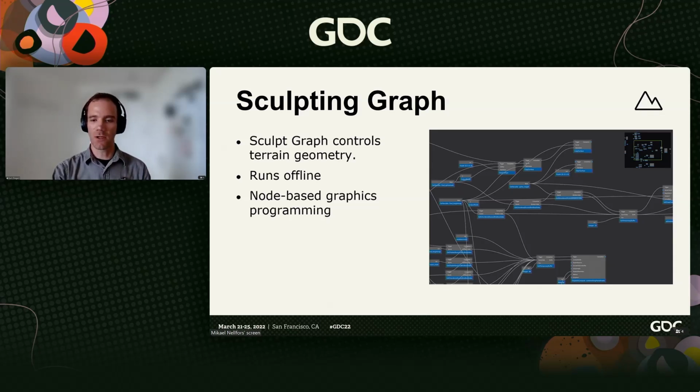So a bit about the sculpting graph. It runs offline in the runtime terrain case. The results of the sculpting graph are saved out as textures on disk, but we also support the ability to run the sculpting graph in real time for our WYSIWYG edit mode. The sculpting graph is implemented as a render graph, which is basically a way that we built to expose the ability to do node-based graphics programming to content teams.